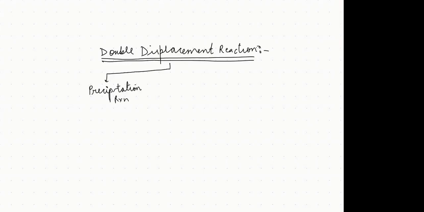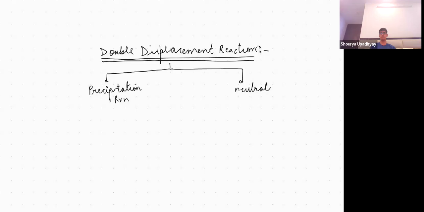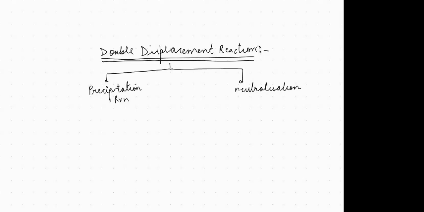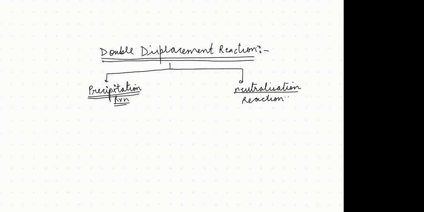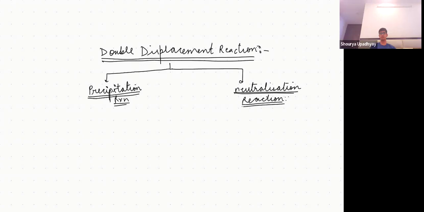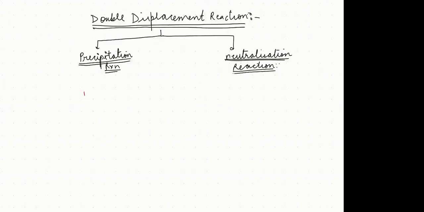And one is the neutralization reaction. You understand? So when we are talking about the double displacement reaction, the precipitation reaction, and the neutralization reaction, what exactly does that mean? Just understand. So first of all, double displacement would mean what?